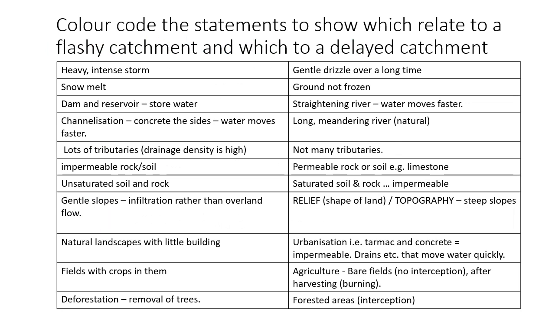So here you've got a number of different factors. Each of them will either make a river more likely to be flashy, with that really quick, sudden, violent flood, or more likely to cause a slow onset, delayed hydrograph. What I want you to do is look at them. So something like a heavy, intense storm is going to cause a flash flood. That's going to make lots of overland flow. That's going to lead to the water getting into the river quickly and the lag time being short.